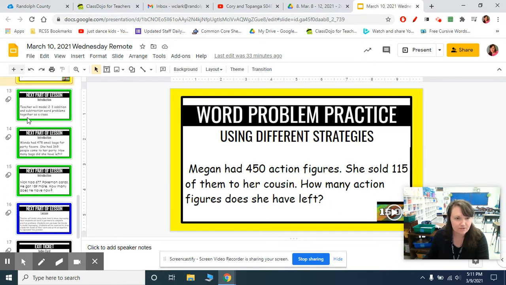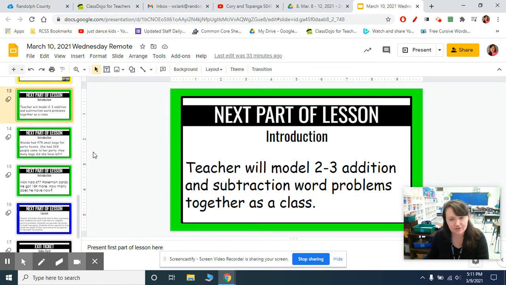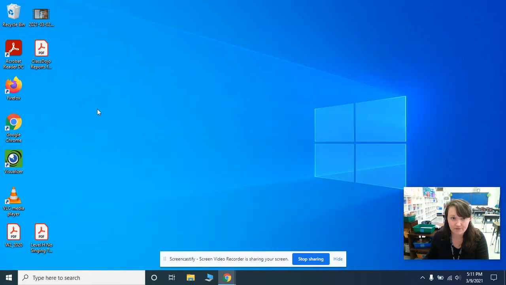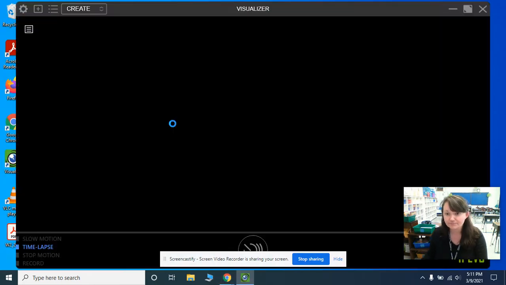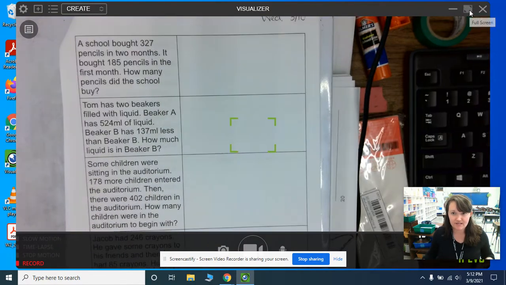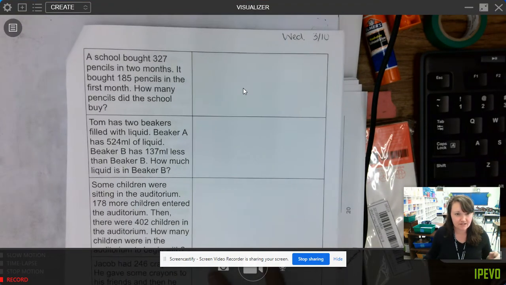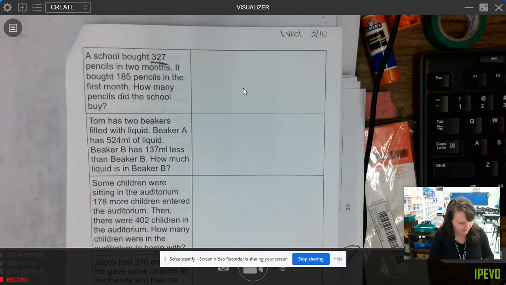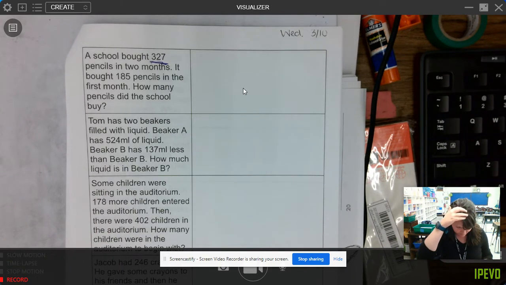It says the teacher will model 2 to 3 addition and subtraction word problems. I've got some that I'm going to show you on the document camera, so we'll look at those real quick. Here we go. A school bought 327 pencils in 2 months. It bought 185 pencils in the first month. How many pencils did the school buy?